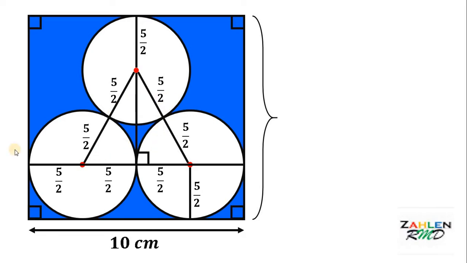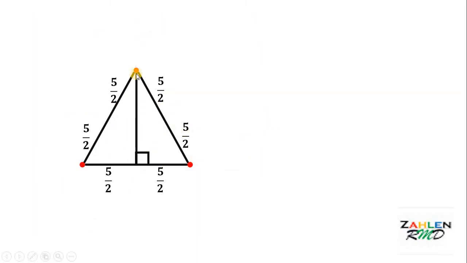Now, let's focus on this equilateral triangle. Our goal here is to find the height of this equilateral triangle. Now, on the side, we have 5 over 2 and 5 over 2. If we combine them, we get a side of 5. Also, take note that this triangle is an equilateral triangle. Therefore, the measure of this angle must be 60 degrees. And the other angle is cut in half. Therefore, this is 30 degrees.